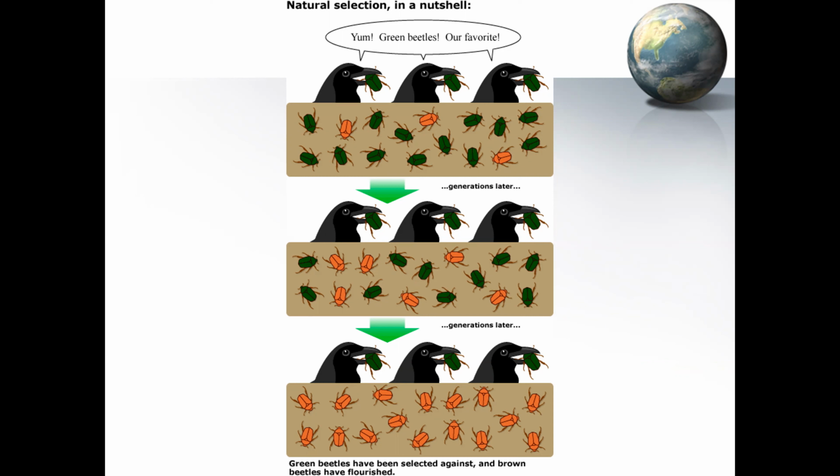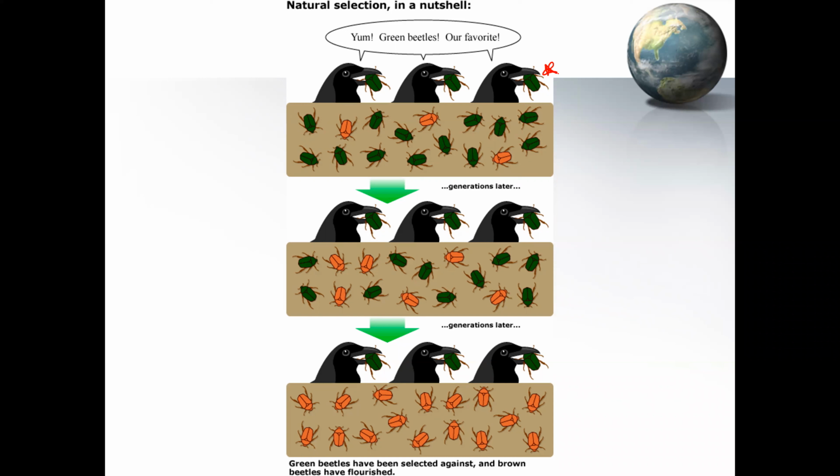Now, let's say a drought happened. All the grass dies away. Now it's more shrubby with a lot of dirt. Now those green beetles don't blend very well. The brown beetles blend. So here is our agent of selection, a bird. It's eating those green beetles because they do not blend.